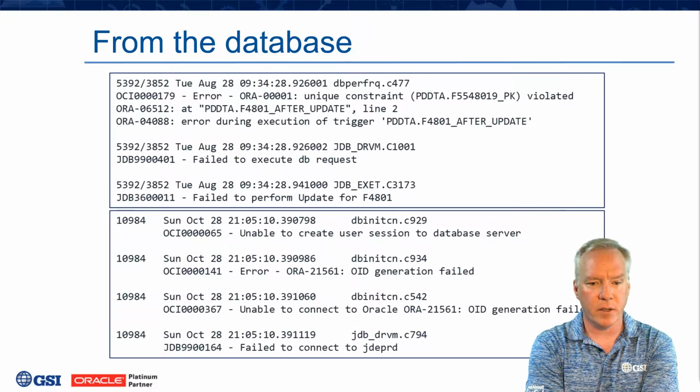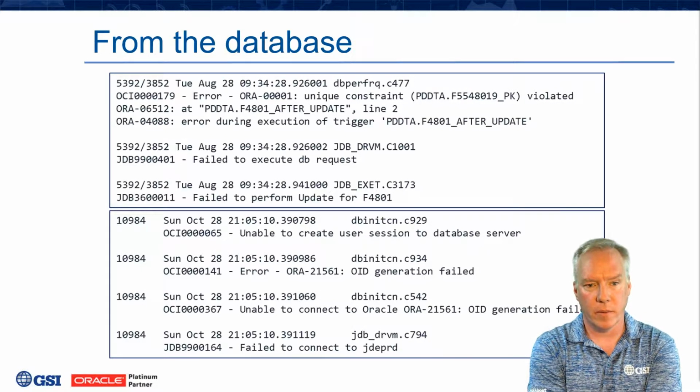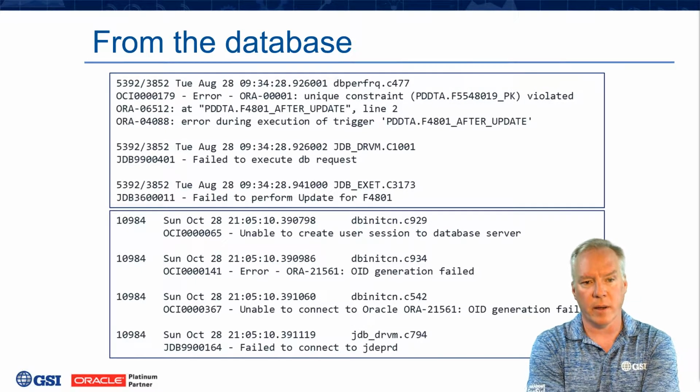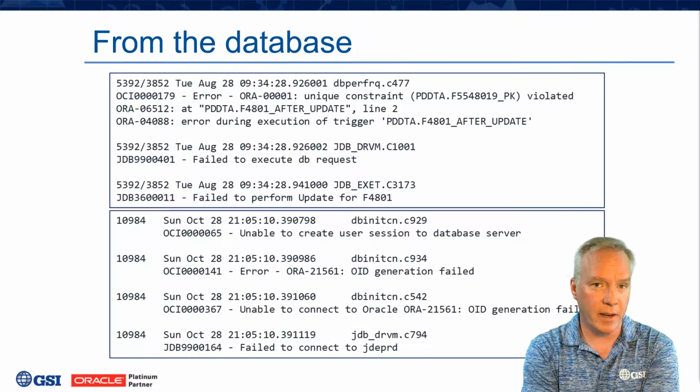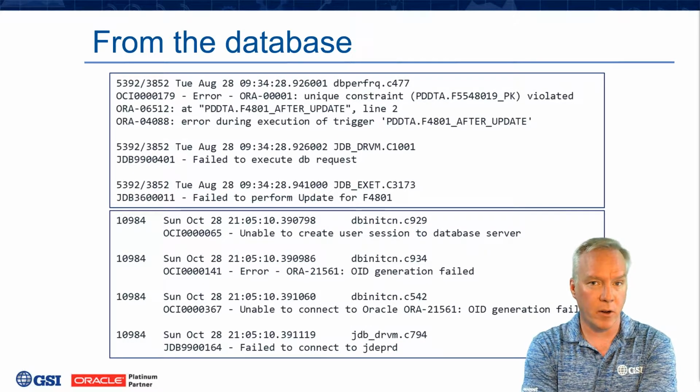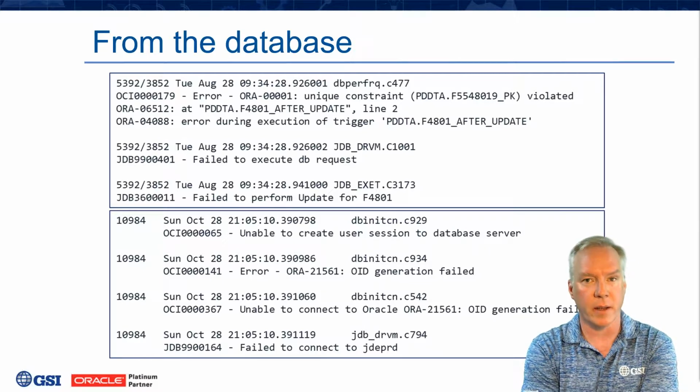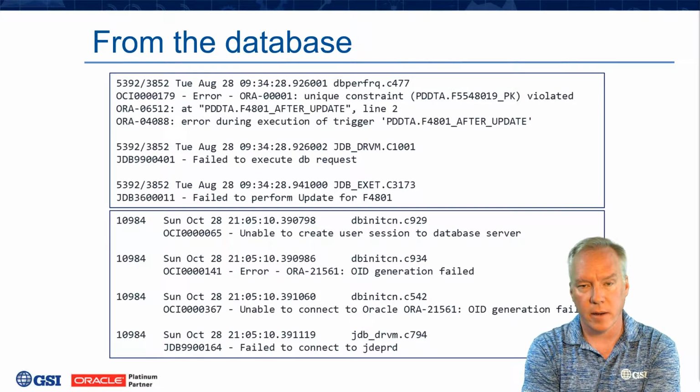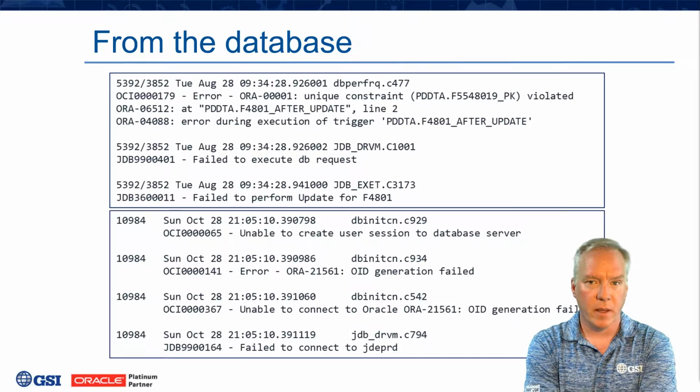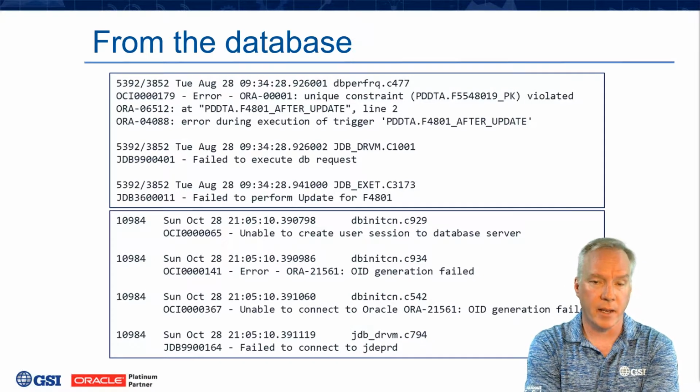But this first one is unique constraint violated. So when you first look at this error, you think, oh, there's something wrong with the database. I can't insert my data. But what it's really saying is that the data you're trying to insert is already in the table, and the database won't let you do that. It is trying to protect itself and it's going to reject that attempt.